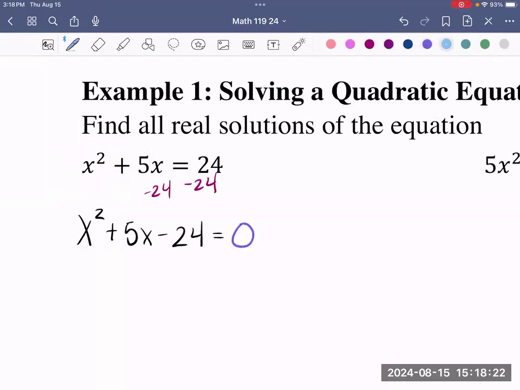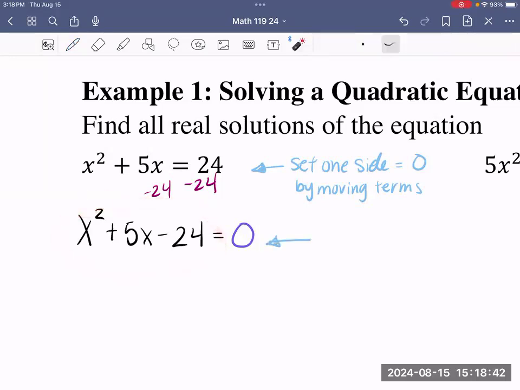So first thing we want to do, set one side equal to 0 by moving terms. Okay, great, we did that. Now, next thing we have to do, have we seen something like this before? Well, absolutely. In chapter 1.3, we learned how to factor. So next thing we're going to do is factor. Now, if you're not factoring in this class, there is something wrong. We should be constantly factoring at every single turn. If you see a polynomial, your game plan is to factor.